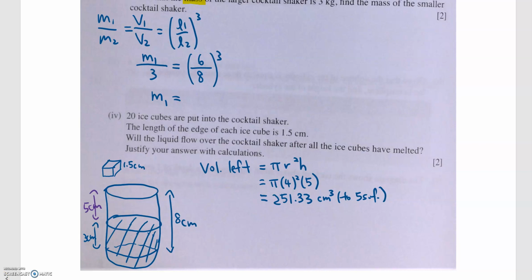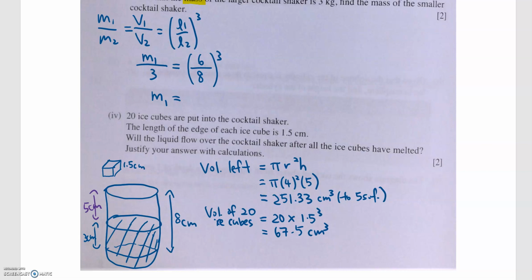We will now find the volume of 20 ice cubes. The volume of 20 ice cubes is 67.5 cm cubed, which is much less than the volume left in the cocktail shaker. Therefore, the liquid will definitely not overflow after all the ice cubes have melted.